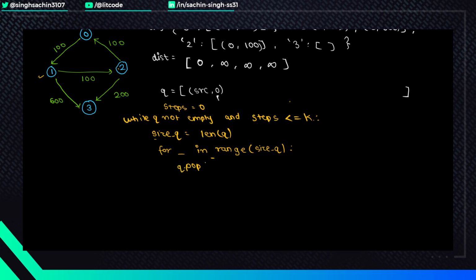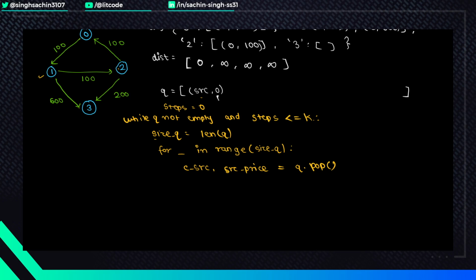and this will give you two values, right? I think I should write it a little here. The first value is what? Your current source, and the price from the actual source. You will get this value on each of the pops.